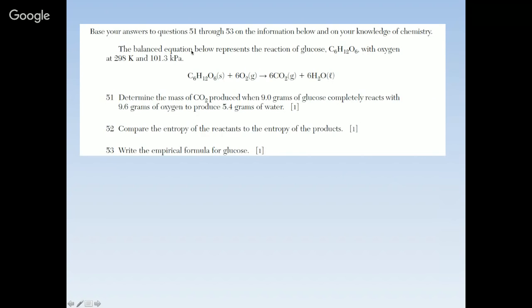Okay, this question came up in a practice session I did with my students not too long ago, so I wanted to throw it out there. It's a 3-part question, so take a moment. Let's work on question 51 first. They're giving us a balanced equation here. They've already balanced it for us. It says, determine the mass of CO2 produced when 9 grams of glucose completely reacts with 9.6 grams of oxygen to produce 5.4 grams of water.